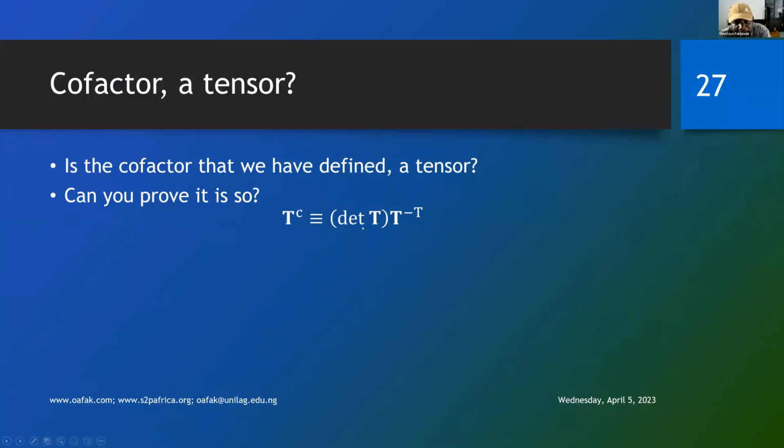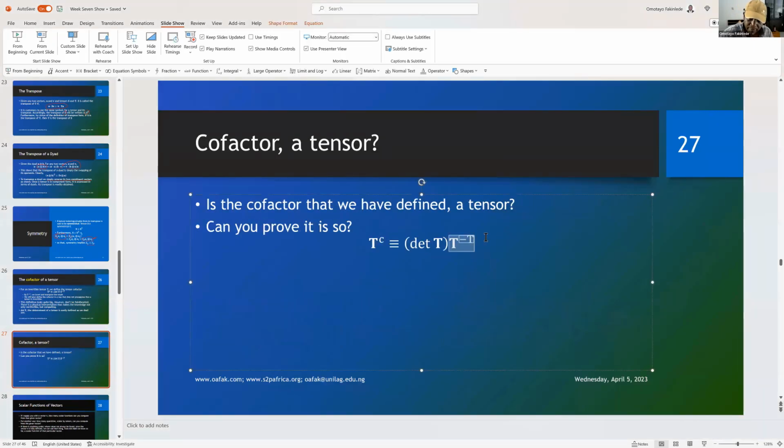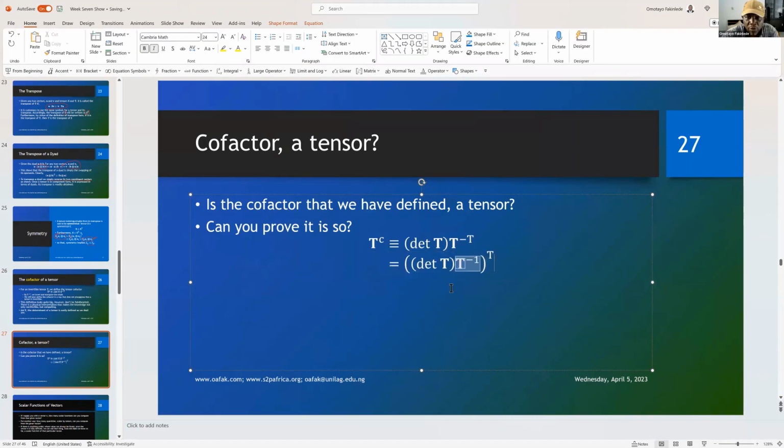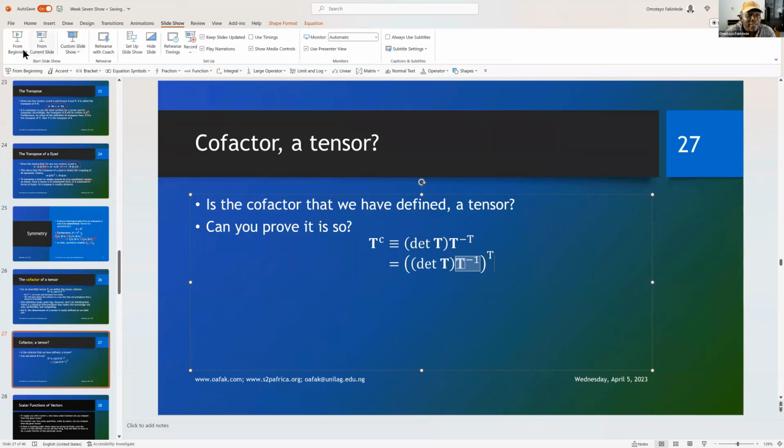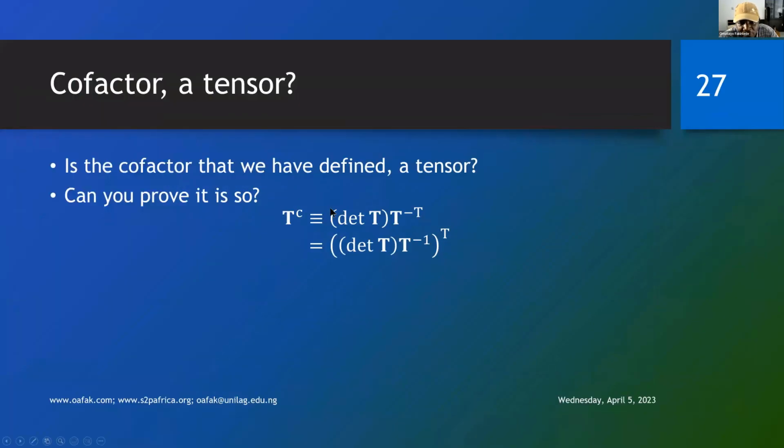Now, remember that T inverse, let me write this in another way. I can say this is equal to, okay. So if we look at this expression here, this is the transpose of the inverse. You invert the tensor first, and then you take the transpose. So that's what we mean by this.